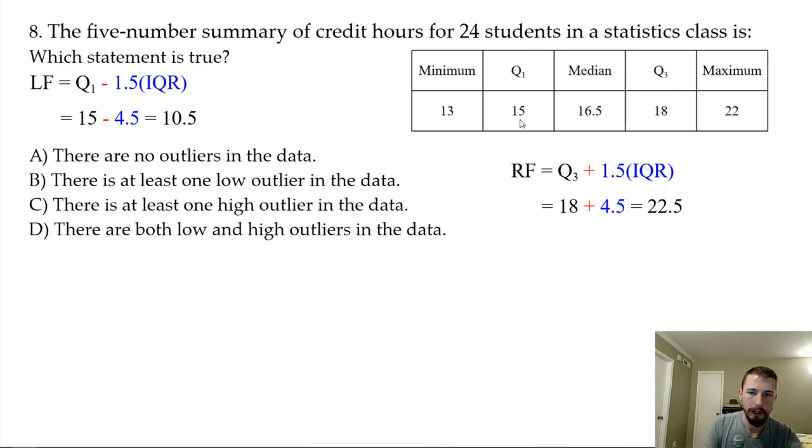So do we have any outliers? Well, this is our left fence, which is the fence for what would be an outlier on the minimum side, and the minimum is higher than that, so we're fine. And on the right fence, the maximum is lower than that. So because our max and min are within the fences, we don't have any outliers, so there are no outliers.